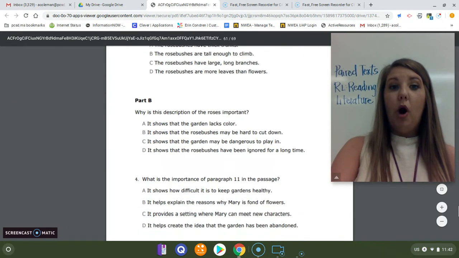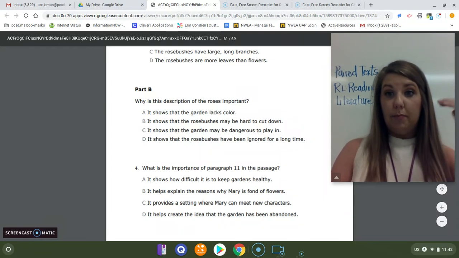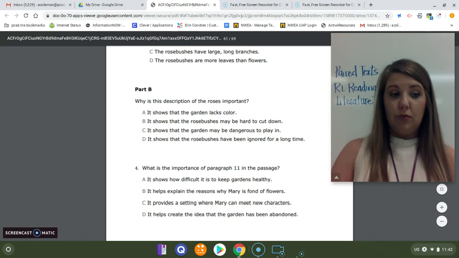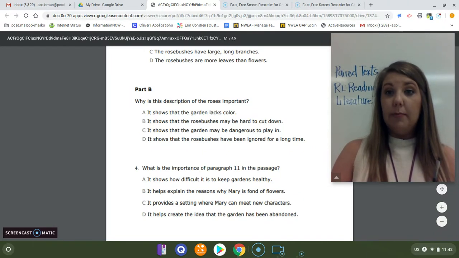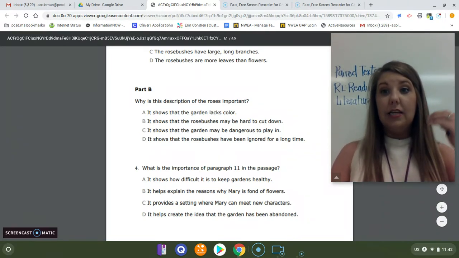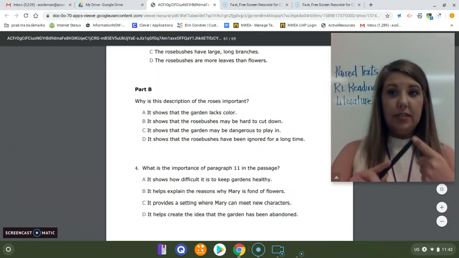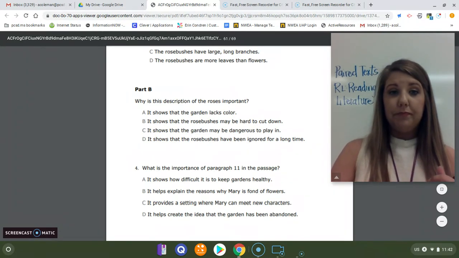All right, let's look at part B. Remember, your part B must be connected to your part A. Why is this description of roses important? It's asking you a why question. These are very important questions, and it has to be connected to part A. So not only do you have to know it's a simile, you have to know what the simile means and why it's important in the passage.